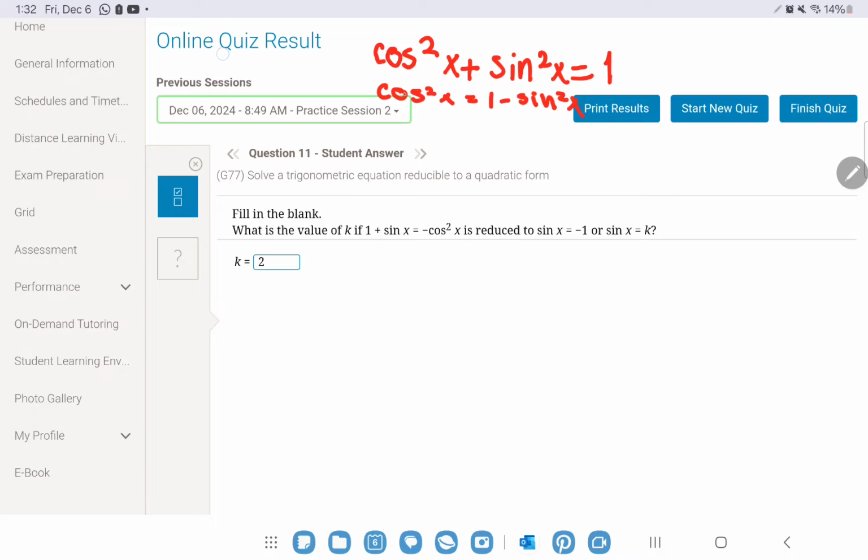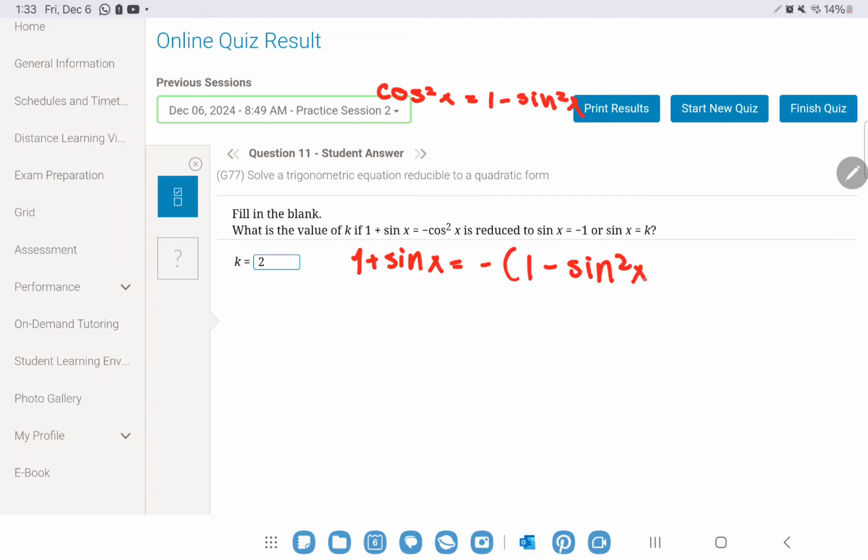Now you forget the first identity and you use the second one. Anytime you see cosine squared x, you replace it by 1 minus sine squared x. So 1 plus sine x equals negative (1 minus sine squared x). Now you distribute the negatives into it. So negative 1 plus sine squared x equals 1 plus sine x. Now we need to put them all onto one side and set it equal to 0.